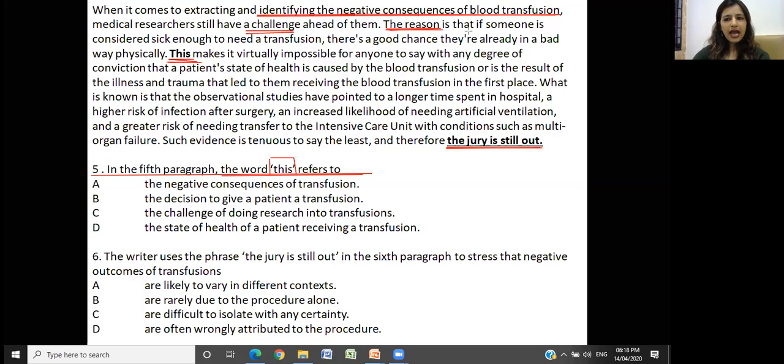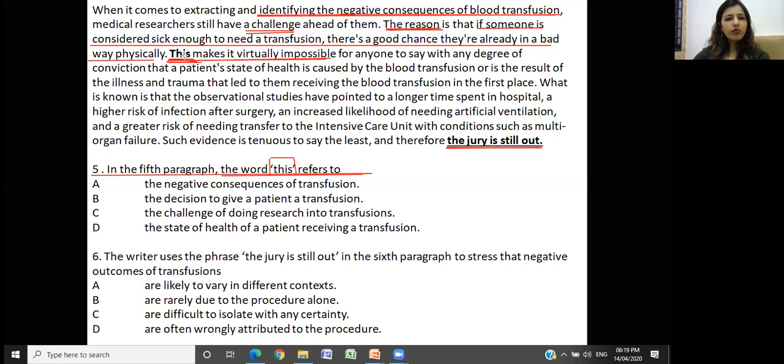The reason is that, if someone is considered sick enough to need a transfusion, there is a good chance that they are already in a bad way physically. And then this sentence comes, this makes it virtually impossible. That means first I have to find out whether the word this, it, the is used as a subject or as an object. So here it is used as a subject of this sentence. This makes it impossible. So makes is the verb. I have to find out what makes it impossible, isn't it?